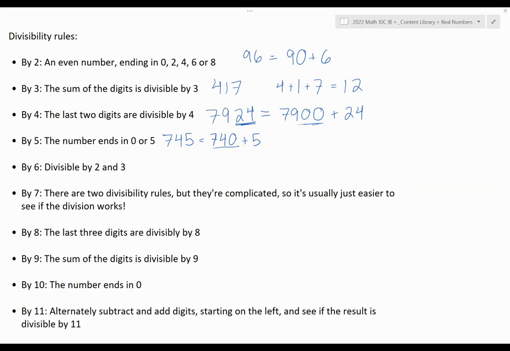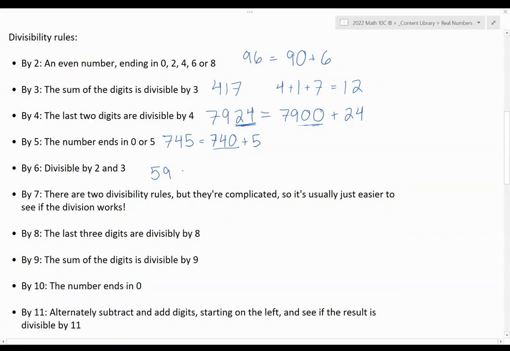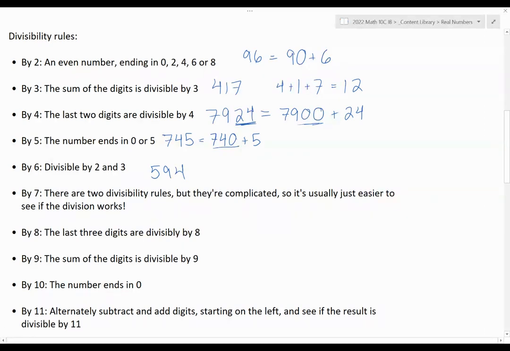So for example, a number like 594, because the last digit is 4, it's even. 5 plus 9 plus 4 is 18, which is divisible by 3, so this number is divisible by 6.